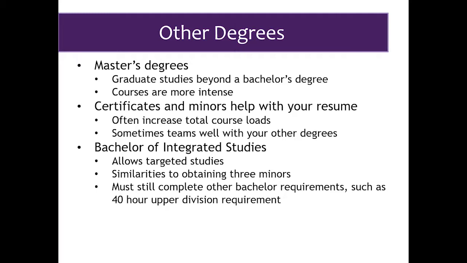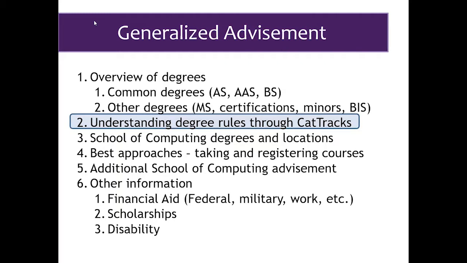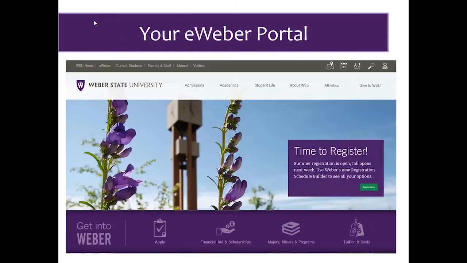Certificates and minors typically help with your resume. They often increase your total course loads, and for that reason are not typically pursued by students, but sometimes these will team well with your degree. Bachelor of Integrated Studies degrees are not as common. They are allowed for students who are targeting very specific areas of study. They have similarities to obtaining 3 minors, but they still must complete the university requirement of 40 upper division credit hours. Next, an overview of CAT tracks.